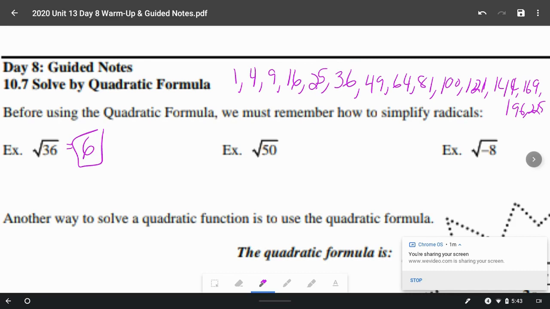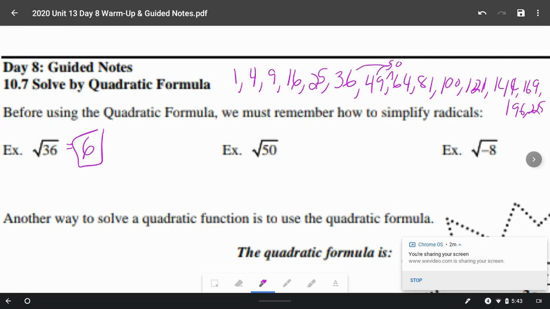Now 50, there are no two numbers that multiply by themselves that would give me 50 that wouldn't be a decimal. So the first thing we have to do is find the biggest perfect square that goes into 50. So 50 lands right between 49 and 64. In my calculator, I do 50 divided by 49, and I see if it goes in evenly, and it gives you 1.02, so that's no.